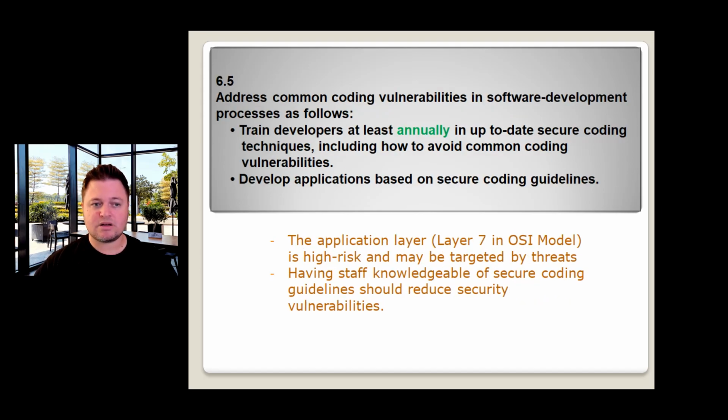Address common code vulnerabilities in software development processes as follows. Train developers at least annually. Again, that word annually. Just make sure it's annually during this. Up to date coding techniques, including how to avoid common coding vulnerabilities. Develop applications based on secure coding guidelines. The application layer, which is layer 7 in the OSI model, is high risk and may be targeted by threats. Having staff knowledgeable of secure coding guidelines should reduce this vulnerability.